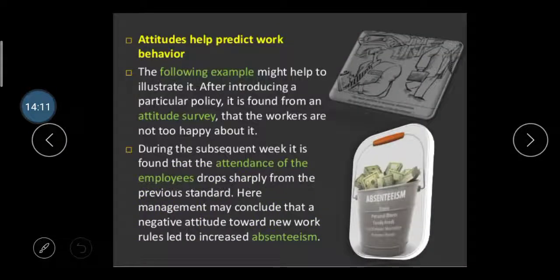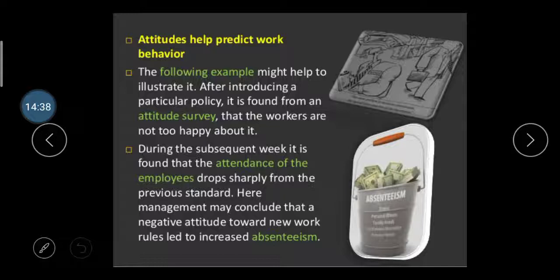Then after, attitude helps to predict work behavior, કે તમારું વર્ક બિહેવિયર જે છે એ પ્રિડિક્ટ થાય છે. The following example might help to illustrate it: after introducing a particular policy, it is found from the attitude survey that workers are not too happy about it. કે કોઈ એક પોલિસી જે છે એ કંપનીએ બનાવી છે ઓર્ગેનાઇઝેશને, અને જોવે છે કે ઓર્ગેનાઇઝેશનની જે પોલિસી છે એનાથી સર્વેમાં એવું જાણવા મળ્યું કે લોકો જે છે એ ખુશ નથી.